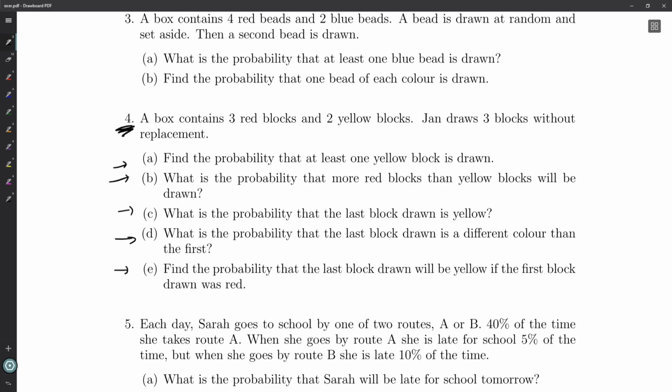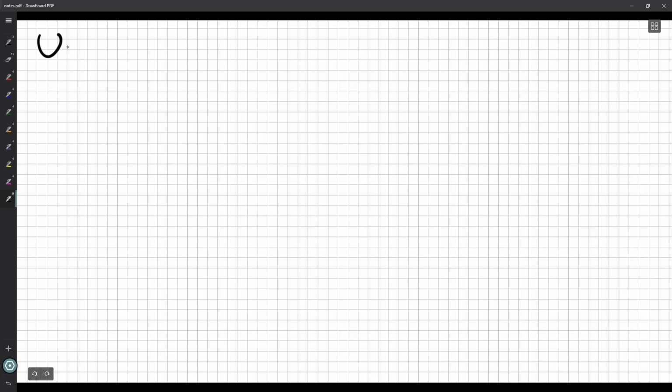Okay, so this is the sort of thing where we might use a tree diagram, a probability tree diagram, even, to sort things out. This sort of drawing without replacement is a classic style of question that we like. Okay. So let's use a tree.